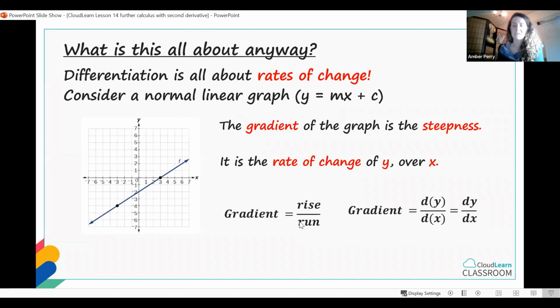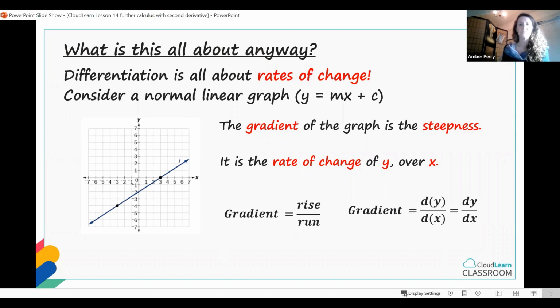We did that a few weeks ago, which is the same as the difference in y divided by the difference in x, or dy by dx there. And again, we don't need to use differentiation. We could use differentiation on this. If I wanted to, I could find the gradient of this by differentiating the equation, okay?